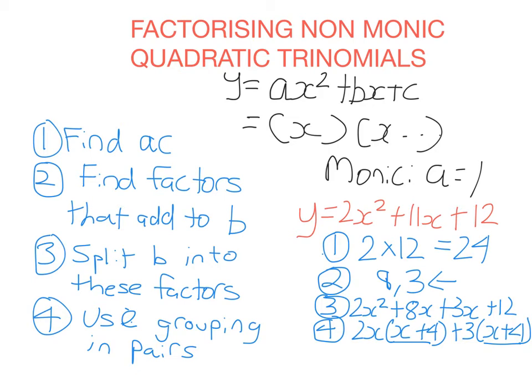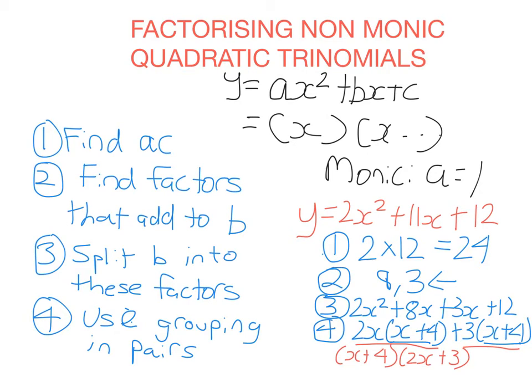So now we're actually just using the highest common factor method. So the highest common factor of this expression here and this one here is x plus 4. So my final answer will be, take out the common factor, and then I times by 2x in the first term and 3 in the second term. So I'm done with that. So I have now factorised it, okay?